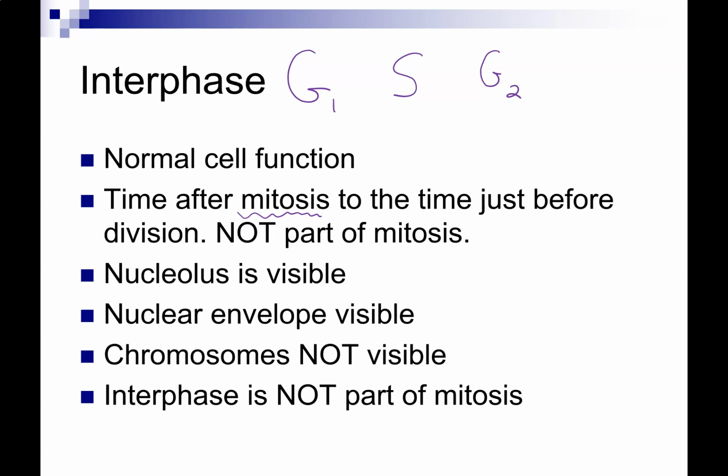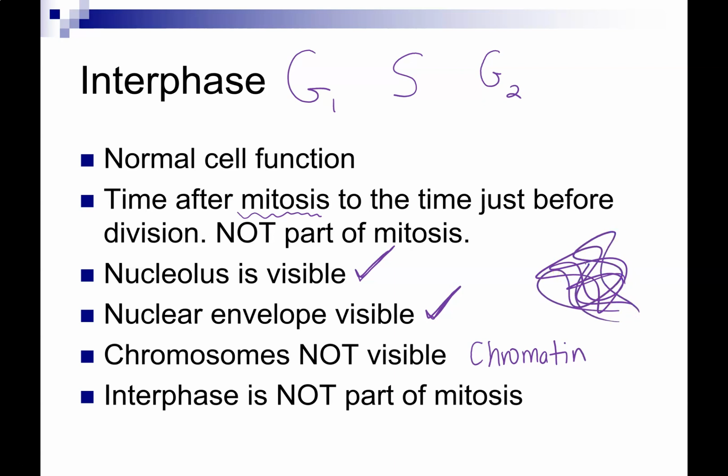So what's going on during interphase? Well, during interphase, you can see that thing called the nucleolus. That was in the first slide we did when we were looking at the cell itself. You can see the nucleus or the nuclear envelope. The chromosomes you cannot see because they are kind of all tangled up in that word which I call chromatin, which is where the DNA just kind of looks like that. So you can't see that on a regular microscope.